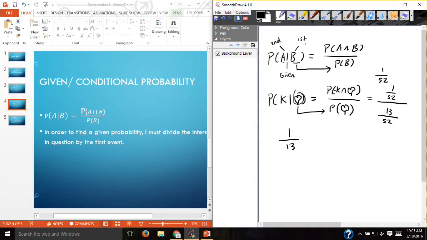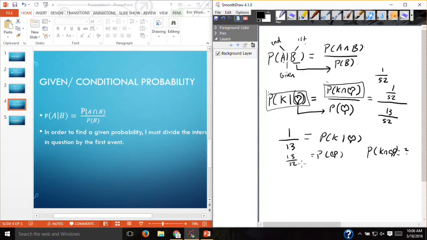Well, what if I didn't know what this part was, and I was trying to look for that? And a problem gave me instead this part, the probability of drawing a king given a heart. And it also gave me the probability of drawing a heart, which is 13 out of 52. And I wanted to know the probability of a king and a heart.